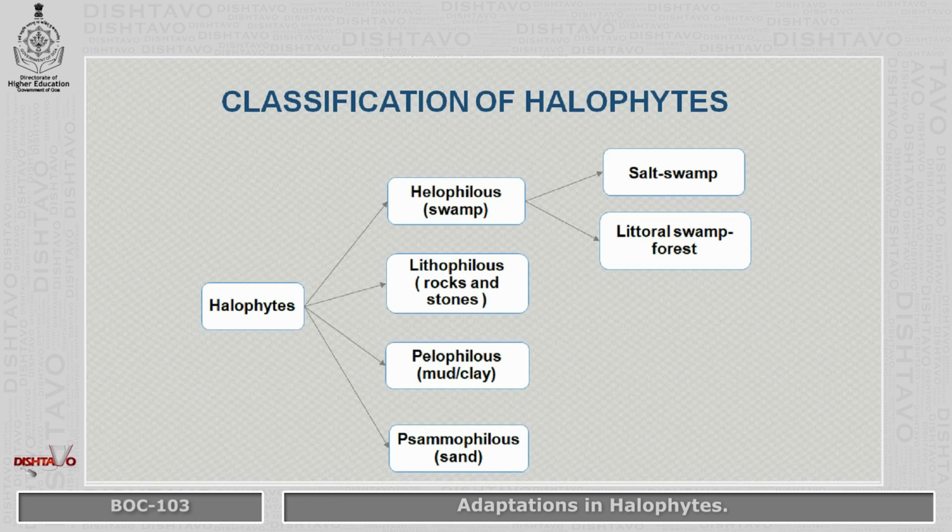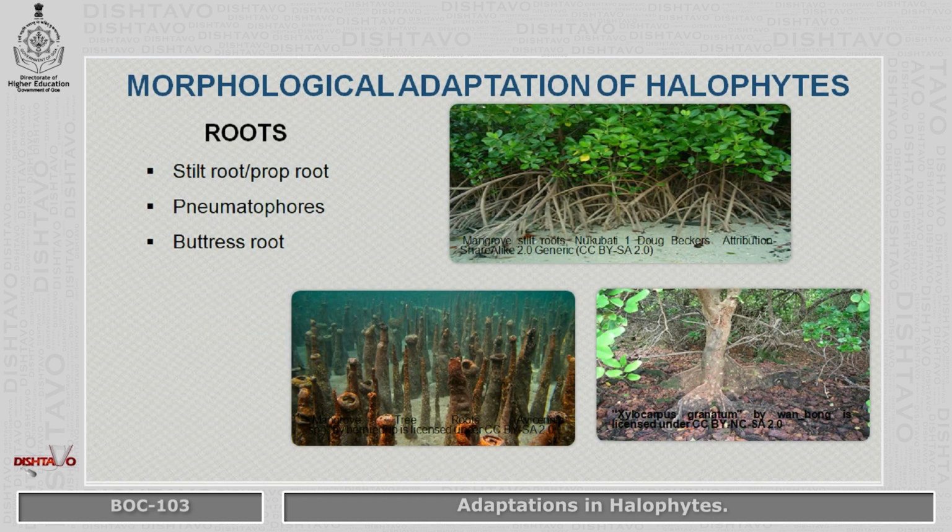Heliophilous are again divided into two, salty swamp and the littoral swamp forest. In the salty swamp forest, the plants are submerged in the water and they are subjected to the tide action. Whereas in the littoral, the plants are at the edges and they are subjected to the tides. We are going to learn the plants with respect to littoral swamp forest. Those include the mangroves.